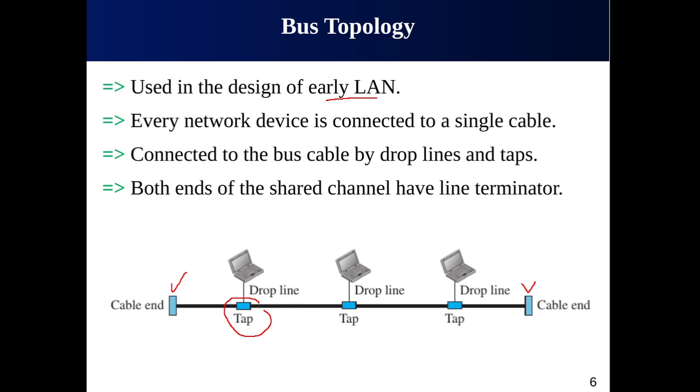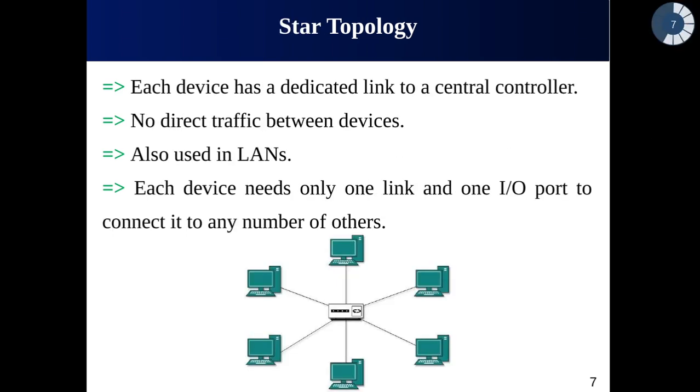So for us, the simplest topology that connects devices by using a single shared cable is known as the bus topology. We do have another topology, and that is known as the star topology. In a star topology, each device has a dedicated point-to-point link, and we have a central controller, and this central controller in this case is known as a hub.